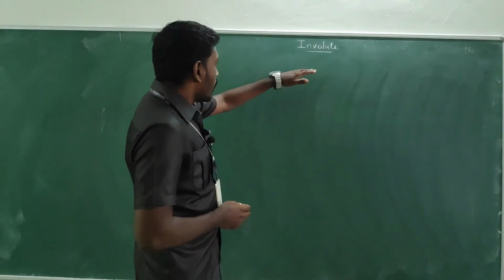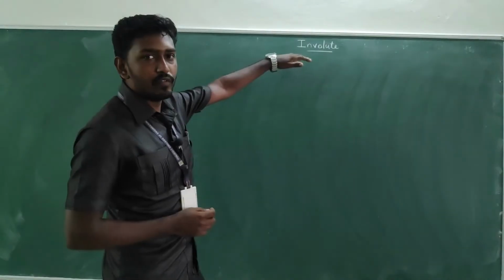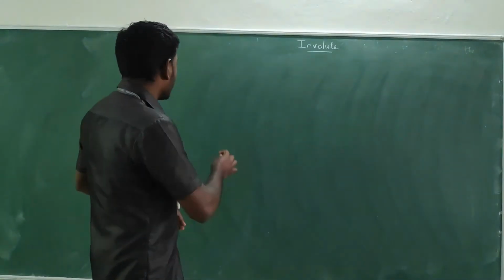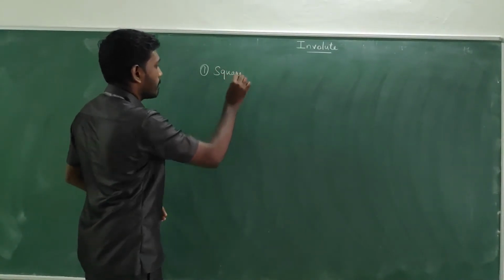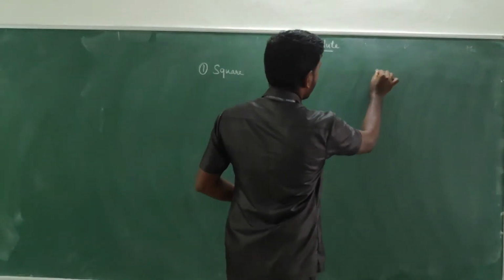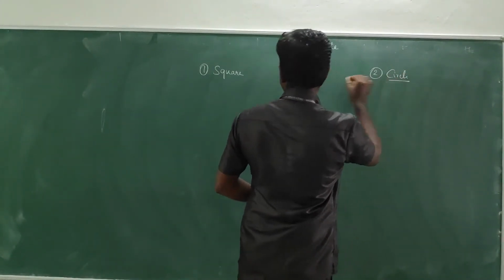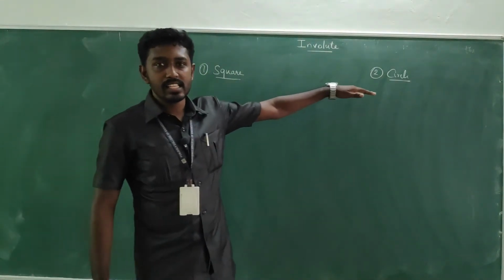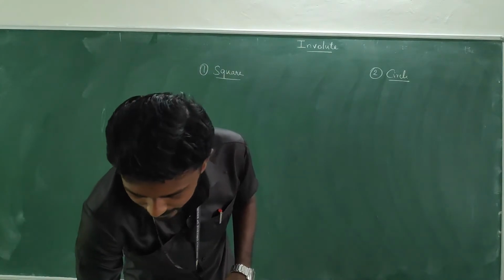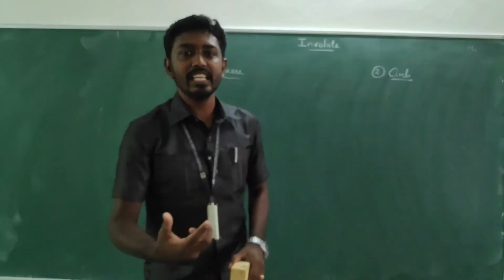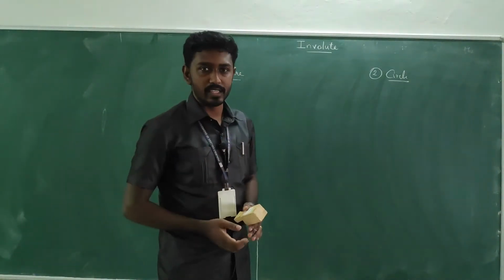As far as our syllabus is concerned, we are going to trace the involute curve from a square and from a circle. So we are going to have the square involute and circle involute. I will give you the demonstration so that you will get a better understanding of the involutes, how to trace them.